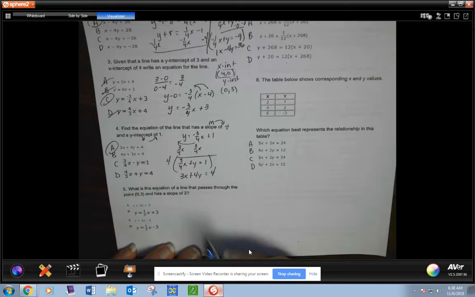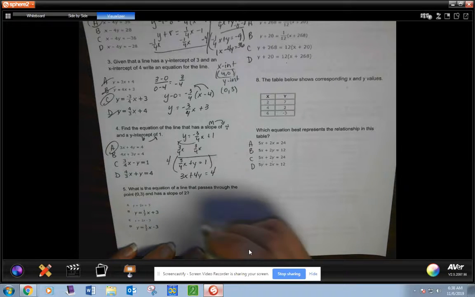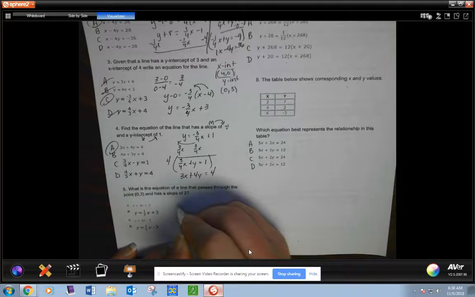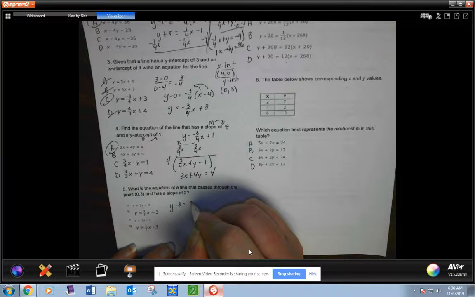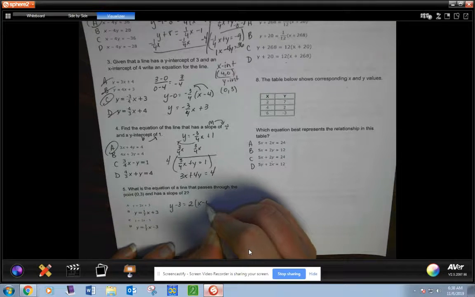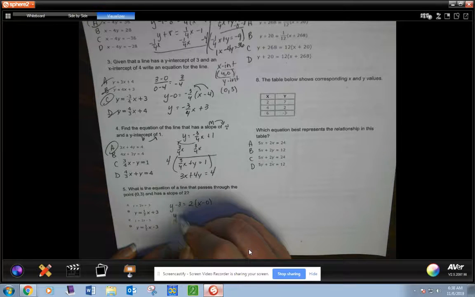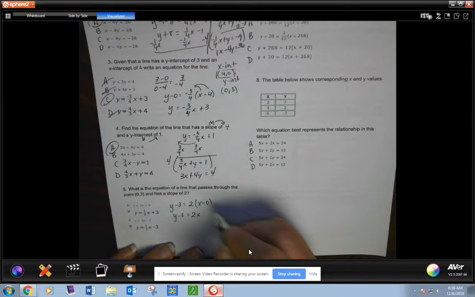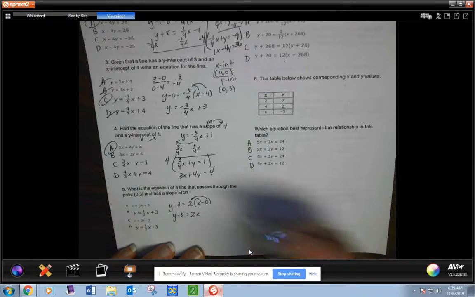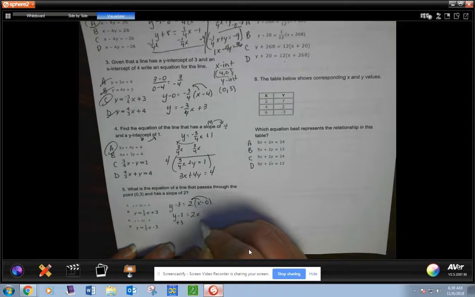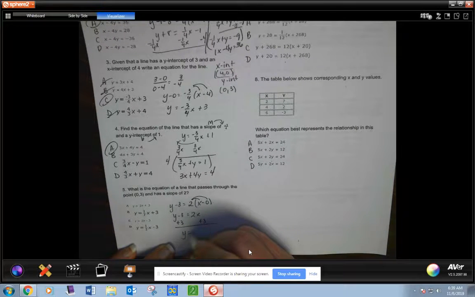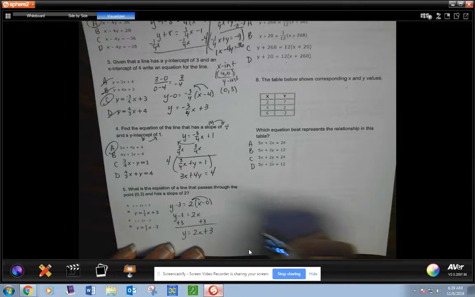Okay, for number 5, what is the equation of a line that passes through the point (0, 3) and has a slope of 2? So point slope formula, because they give you a point and a slope, y minus 3 equals, the slope is 2 times x minus 0. So I have y minus 3 equals 2x, and that will become a 0, so you don't need it. We're going to add 3, so I get y equals 2x plus 3, which is A.